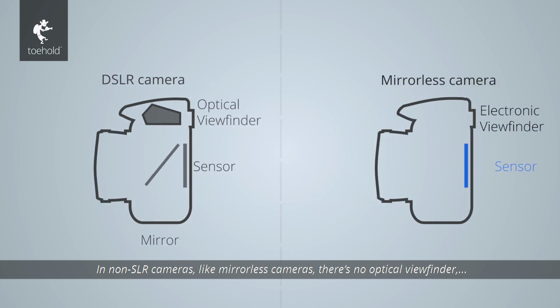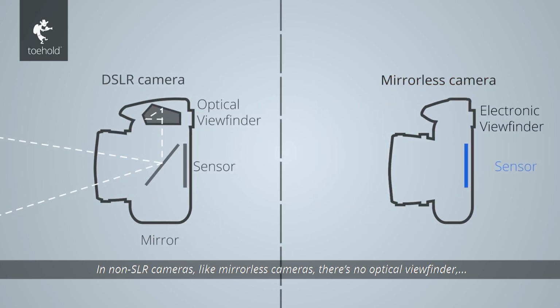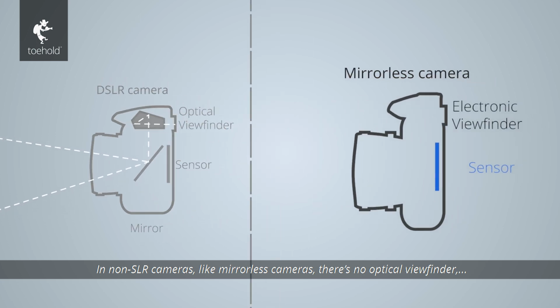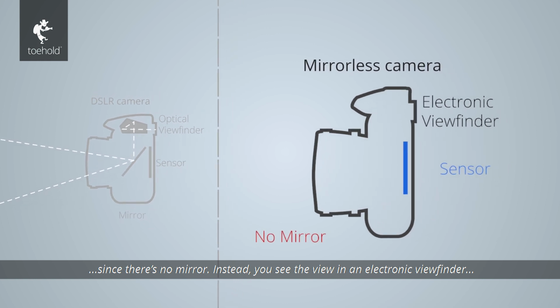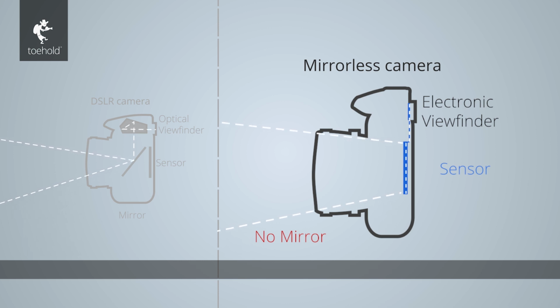In non-SLR cameras, like a mirrorless camera, there is no optical viewfinder since there is no mirror. Instead, you see the view in an electronic viewfinder, using the light passing directly to the sensor.